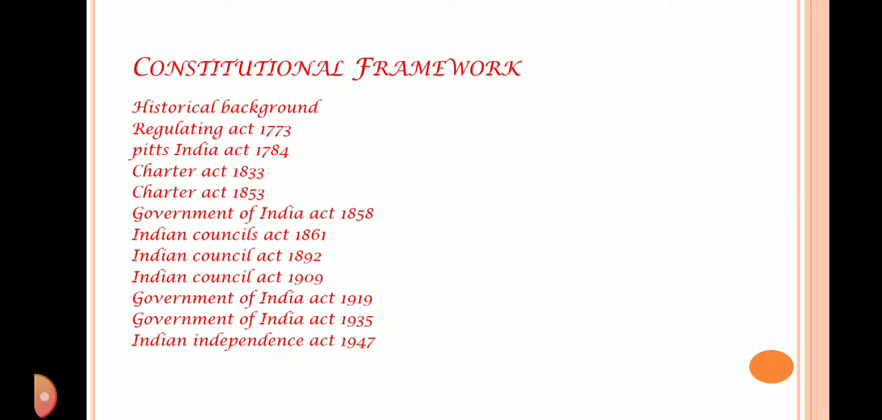Next, Government of India Act 1858. The Act transferred the government, territories and revenue of India from East India Company to the British Crown. The powers of British Crown were to be exercised by the Secretary of State for India. The Secretary of State was a member of the British Cabinet and was assisted by the Council of India, having 15 members.